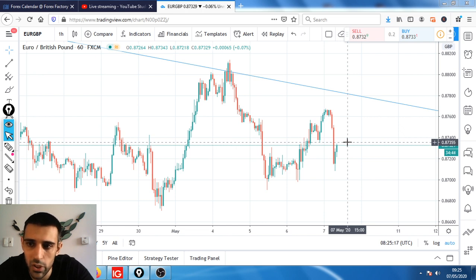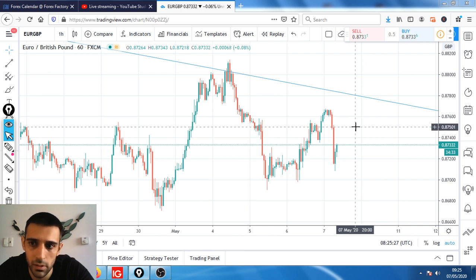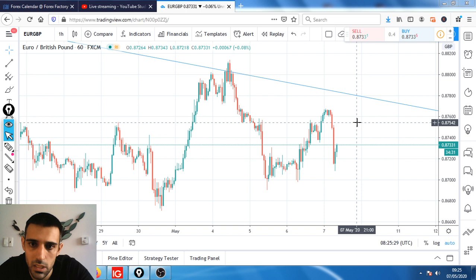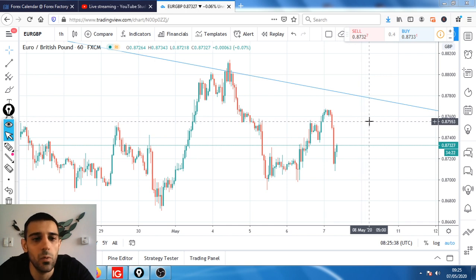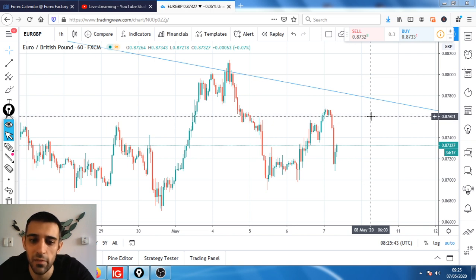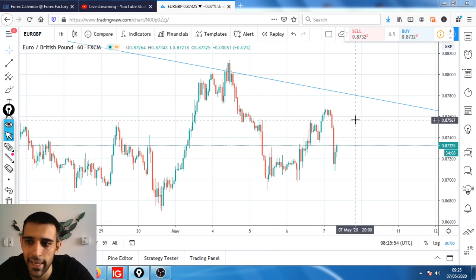As for the entry, 87.35. As for the stop loss, we want to give it 20 pips, 20 or 25 pips. 25 would be the safer bet, because we are positioning the stop loss above these zones in here, so above this one. However, 20 pips will be good as well.